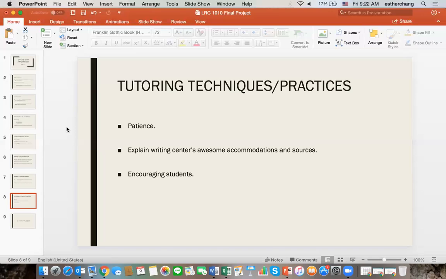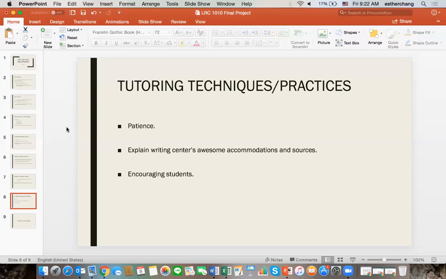Next, we can explain the Writing Center's awesome accommodations and resources. For example, Blackboard offers many resources such as grammar help and MLA citation help and many more. So these can help students with writing and they can edit from home.